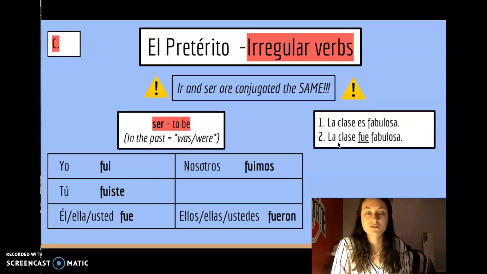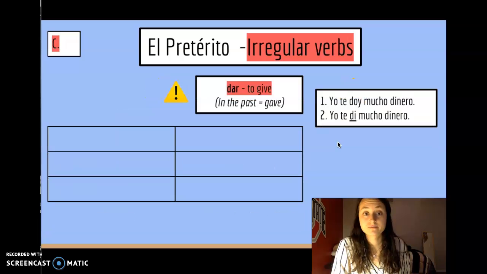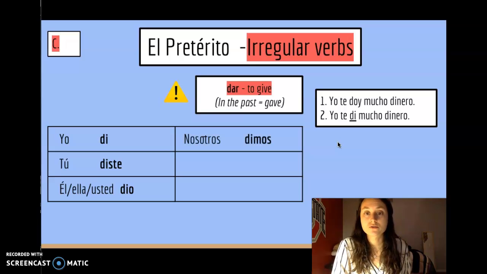Now let's check out dar and ver, which are very similar. So dar is going to be gave. Okay, so it's to give in the present, but gave in the past. So I gave would be yo di. Tú diste. Él, usted dio. Nosotros dimos. Y ellos dieron.